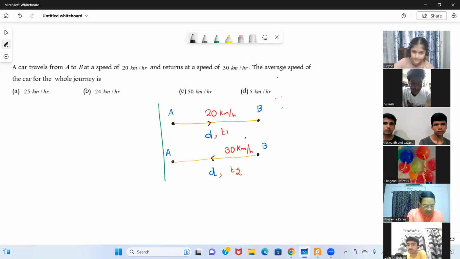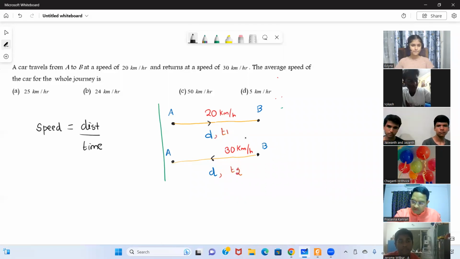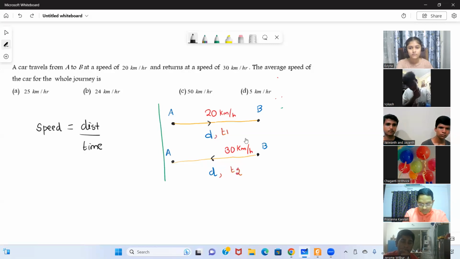Now, what is the relationship between speed, distance, and time, students? Speed is equal to? Distance by time. Absolutely. Very good. Distance divided by time. Correct. So, can we get the relationship between distance, speed, and time in these three cases, students? Yeah, speed is equal to distance upon time. So let's do that for both these cases.